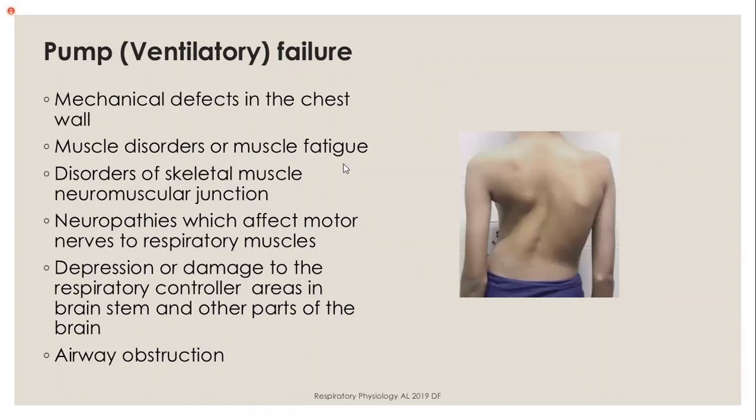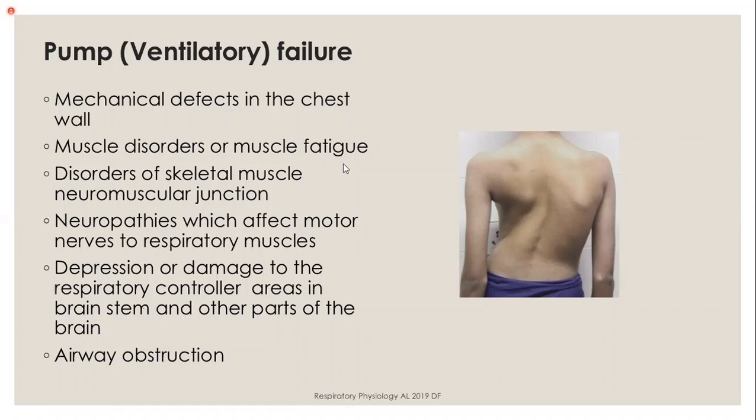Right. Now we will look at the second group of these disorders that cause hypoxic hypoxia. This group is called pump or ventilatory failure. So there could be various defects that can cause this, starting from the brainstem down to the muscle.